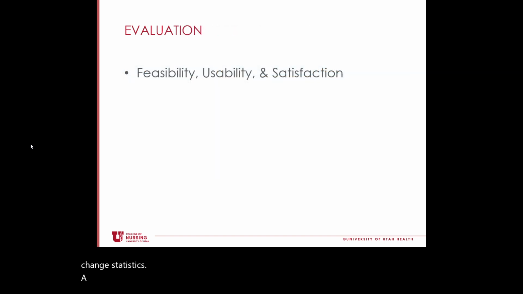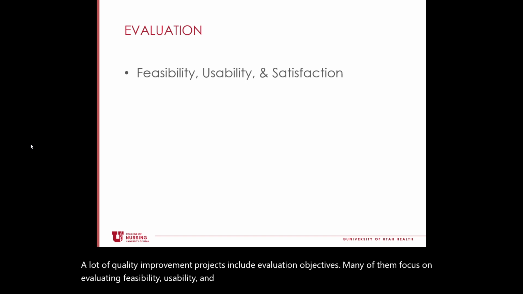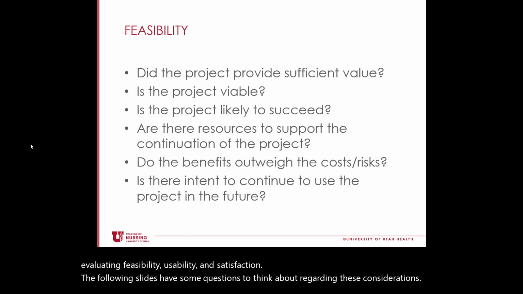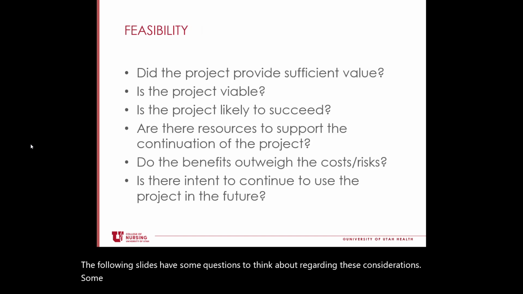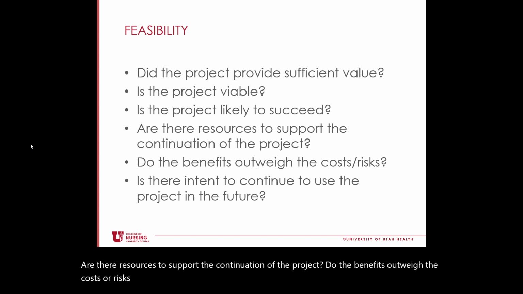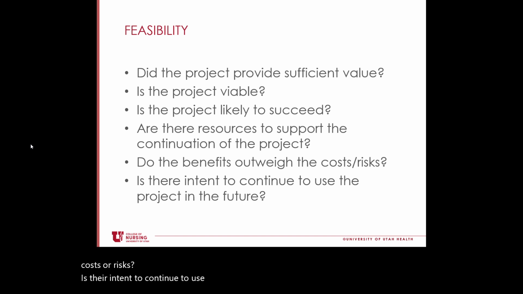A lot of quality improvement projects include evaluation objectives. Many of them focus on evaluating feasibility, usability, and satisfaction. The following slides have some questions to think about regarding these considerations. Some questions about feasibility. Did the project provide sufficient value? Is the project viable? Is the project likely to succeed? Are there resources to support the continuation of the project? Do the benefits outweigh the costs or risks? Is there intent to continue to use the project in the future?